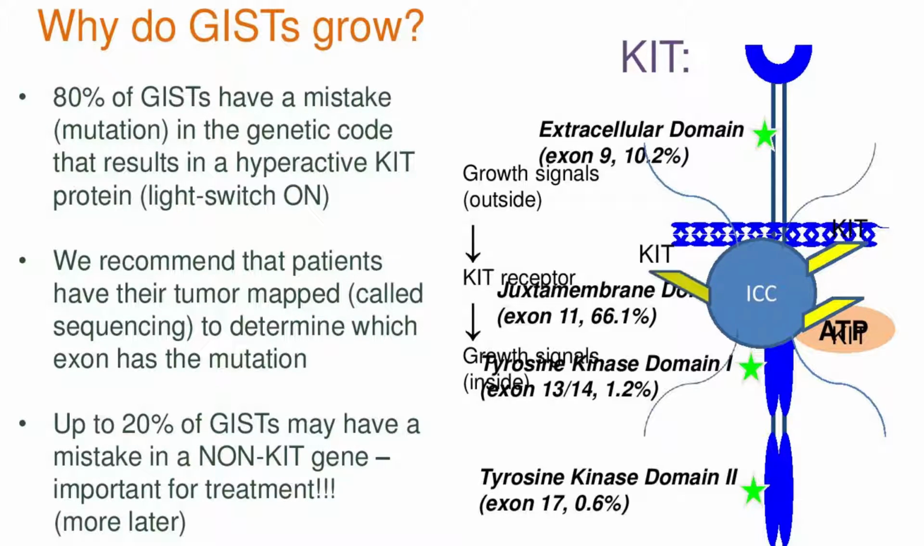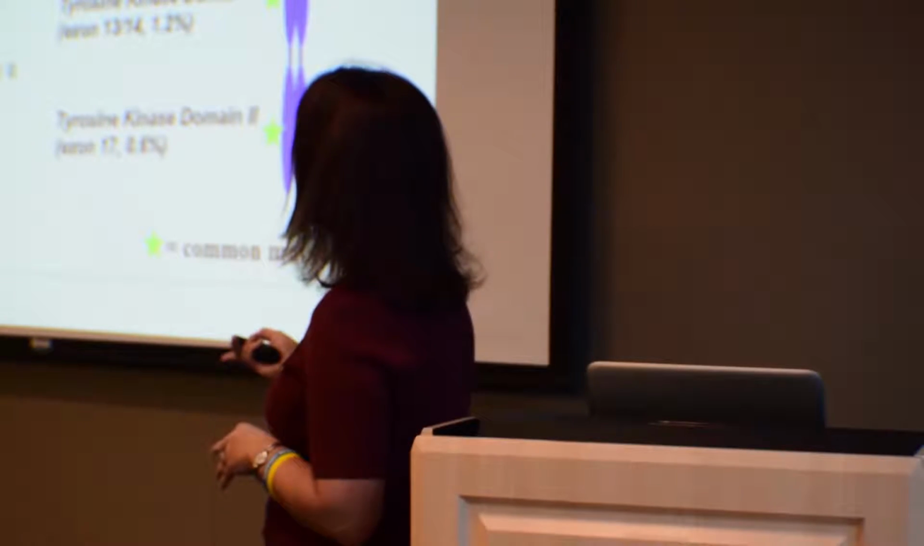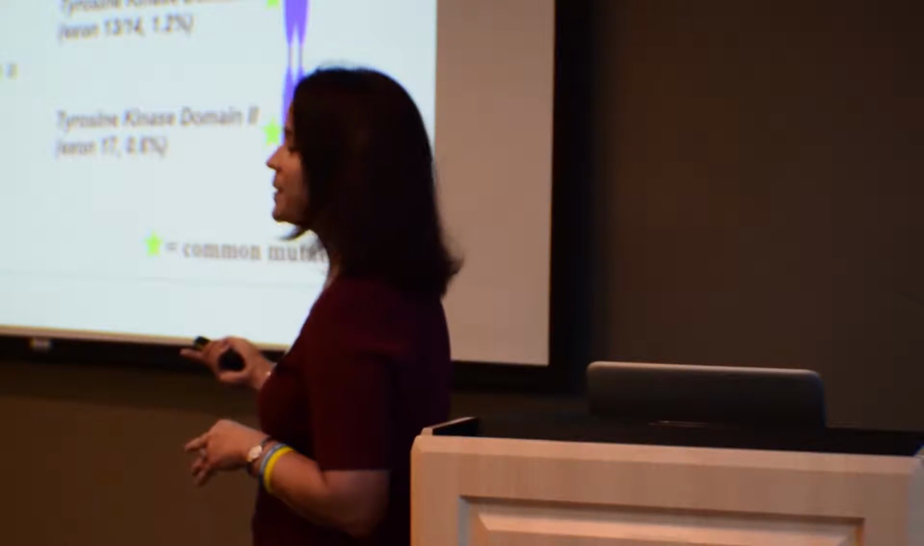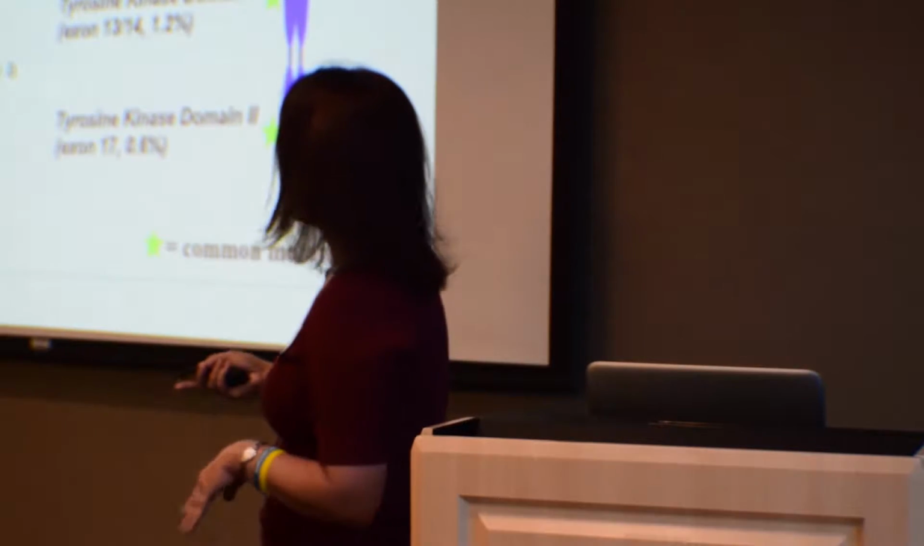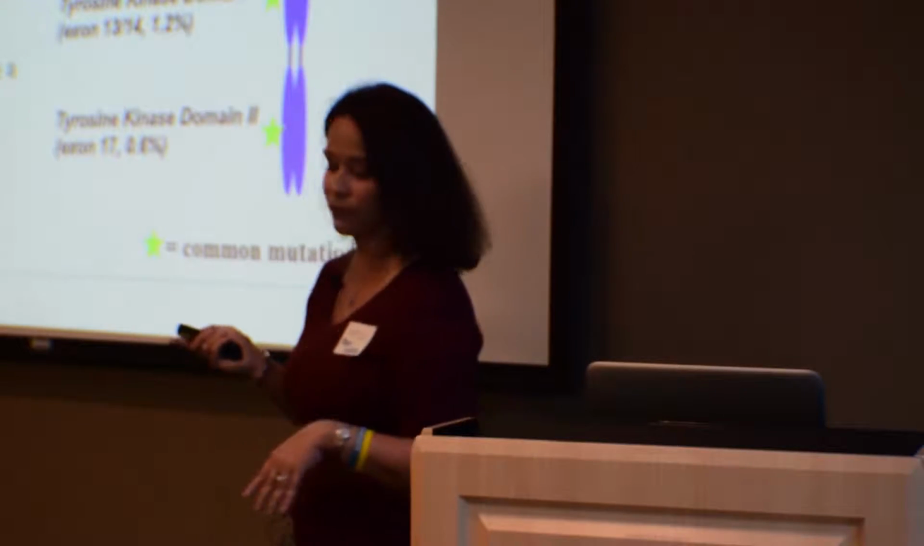So one of the things we push for, and you should be pushing for too, is that if you're looking at potentially using imatinib or Gleevec for your treatment, or even if you have what is termed a high-risk GIST, which I'll show you in a minute, we're actually sequencing almost everybody now. Sequencing refers to mapping the tumor itself and figuring out where exactly that mistake is happening. And this is important because up to 20% of GIST may have a mistake not even in KIT. There are other genes that can be broken and lead to the growth. And this is really important for treatment.